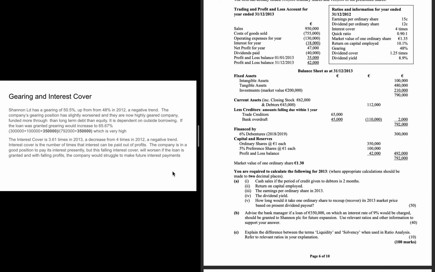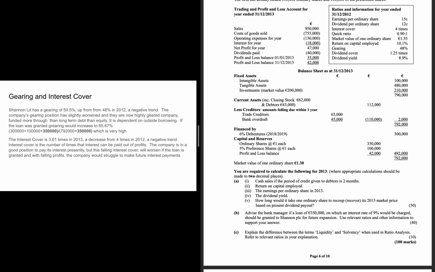Interest cover presently is 3.61 and it's down from 4 times, which is a negative trend. Again, interest cover is the number of times that interest can be paid out of profits. And currently they're in a position where they can pay their interest, but the falling interest cover, along with the poor liquidity, and along with the profitability falling, will worsen.